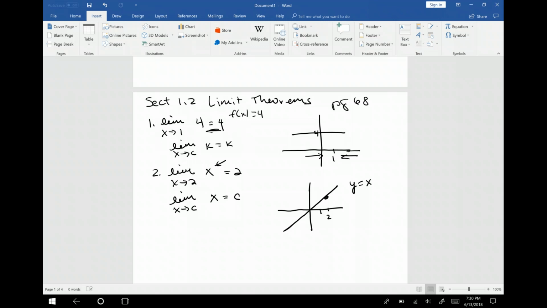If you take a look at the rest of those, I'm not going to write those limit theorems out, but they basically tell you that if you're taking a limit of a sum of two functions, you can separate it into two limits: the limit of f of x plus the limit of g of x. So it just tells you that you can separate those things.